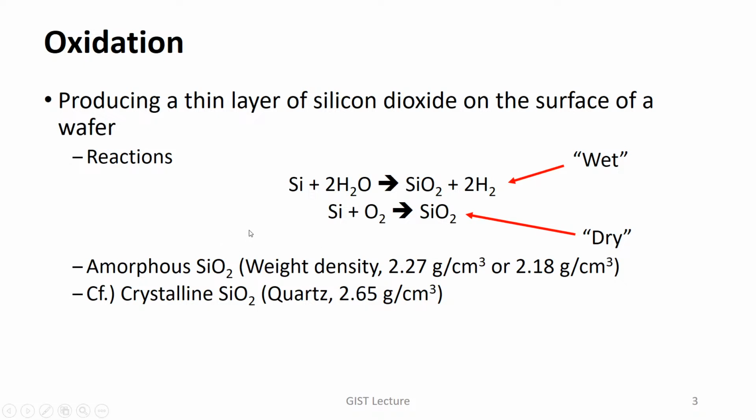It is noted that as a result of these reactions we have amorphous silicon dioxide. Its weight density is about 2.2 grams per cubic centimeter. Compared with crystalline SiO2 quartz, it has a much lower density, because crystalline SiO2 quartz is closely packed, and amorphous silicon dioxide has a loosely coupled atomic structure.